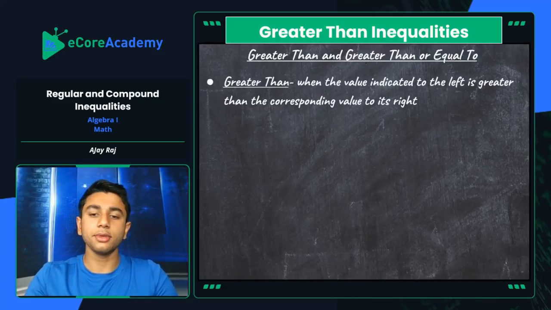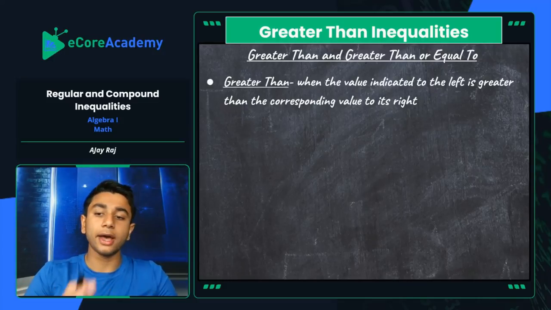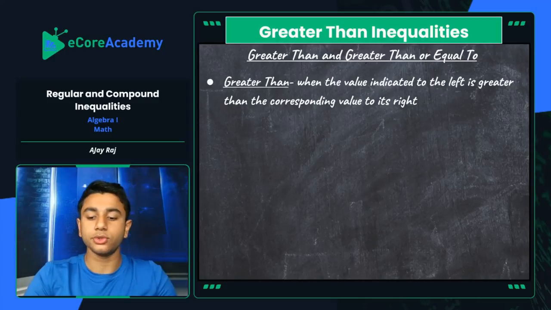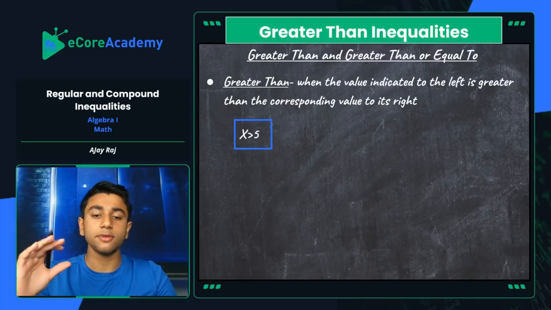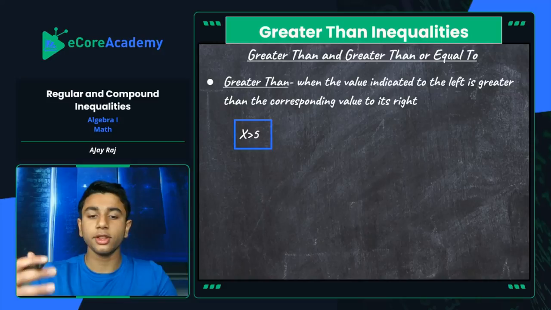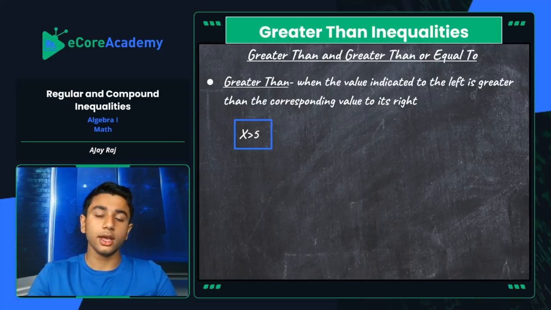For our greater than statements, we have whenever the value indicated to the left of the sign is greater than the corresponding value to its right. Like I said, it's always in terms of the left-hand side value or variable. So as you can see here, x is greater than 5. The mouth is going to be facing towards x, showing that it's greater than 5 and it's not included. 5 is not included in this data set.